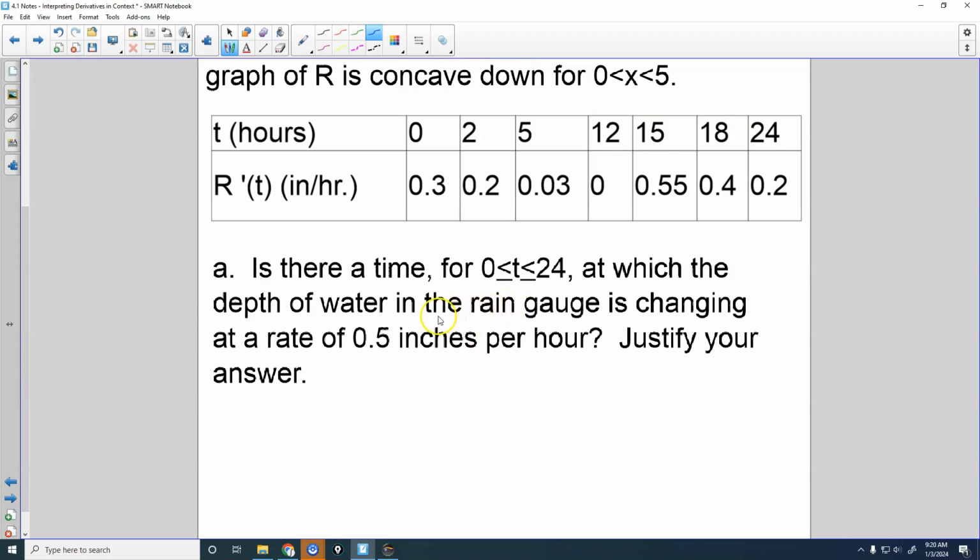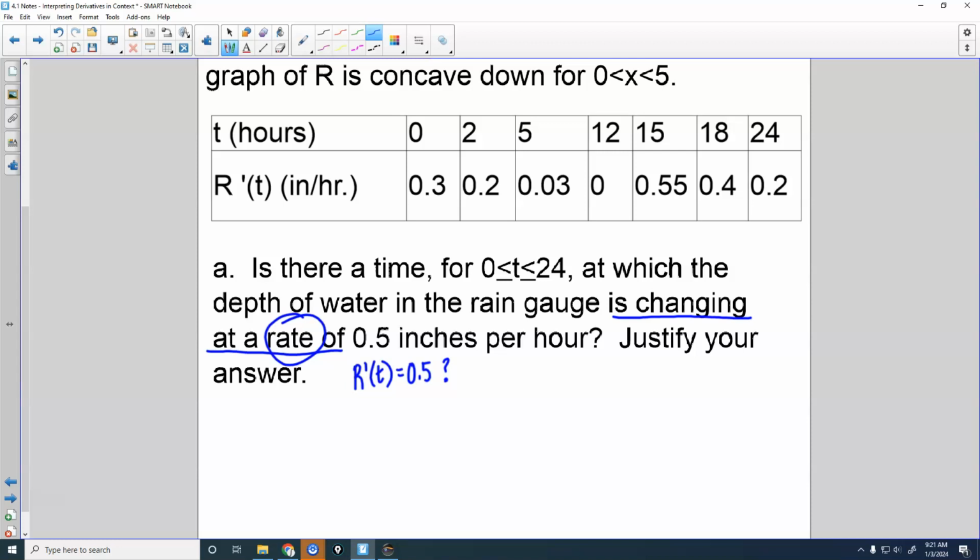It wants to know that the depth of the water in the rain gauge is changing at a rate. Okay, rate would be what, Lydia? R prime. So what we're wanting to know, does R prime of t equal 0.5? That's what we want to know. Does it ever equal 0.5? And how can we prove it if it does? Intermediate value theorem. Very good, Joshua.